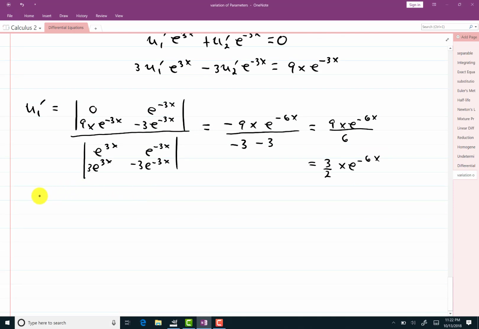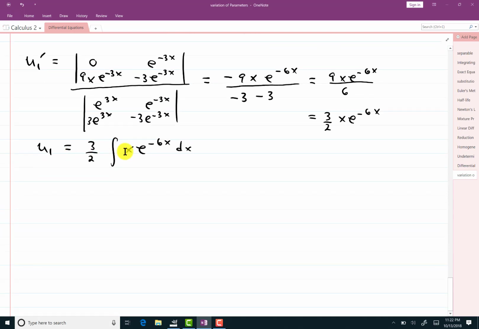So u1 is going to be the integral of that, x e to the negative 6x dx. You're going to need to use integration by parts. I'm not going to reuse the u, so I'll go with v and w. So I'll let v be my x, and then dv will be dx. dw will be e to the negative 6x dx. And then w will be negative 1/6 e to the negative 6x.